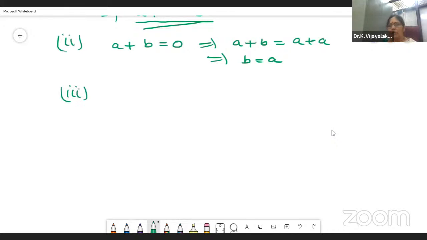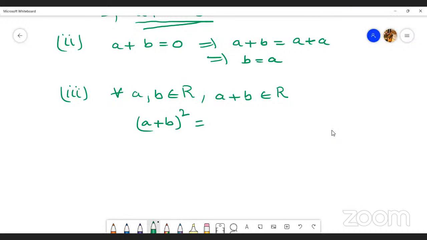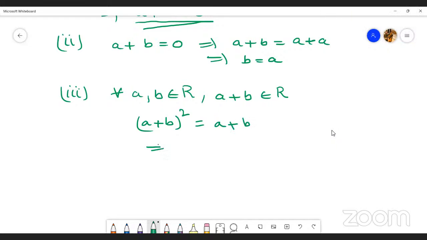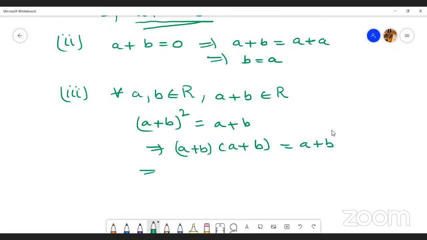And third one, we have to prove it is commutative. Because R is a ring, for every A comma B belongs to R, by closure property of addition you will get A plus B belongs to R. Now tell me, what is A plus B whole square? In a Boolean ring, A plus B whole square is A plus B. So A plus B whole square is A plus B into A plus B, equal to A plus B.